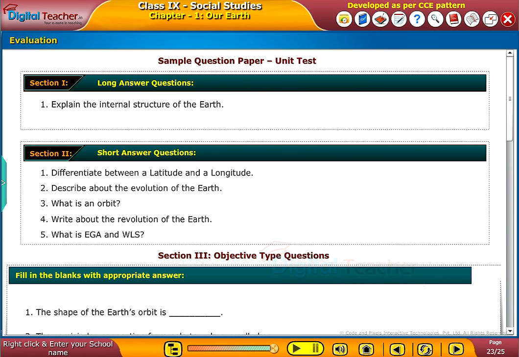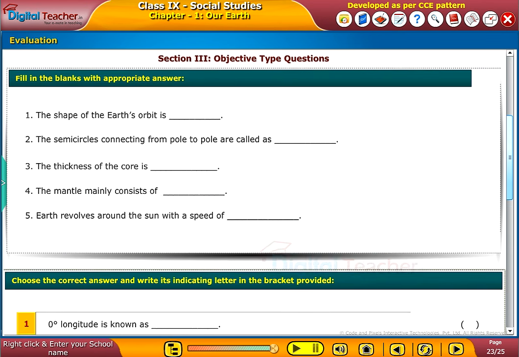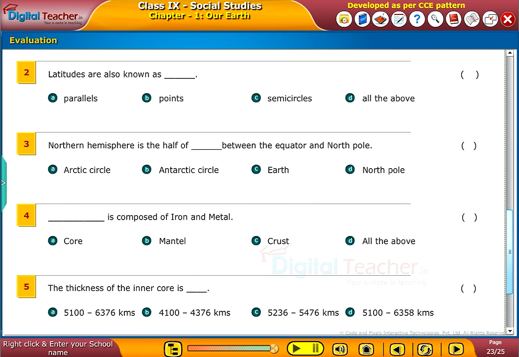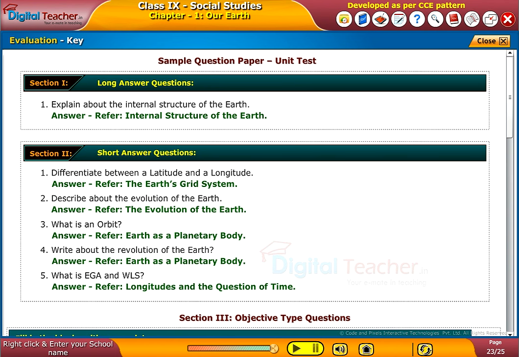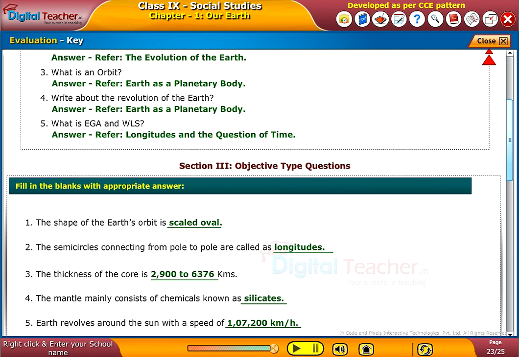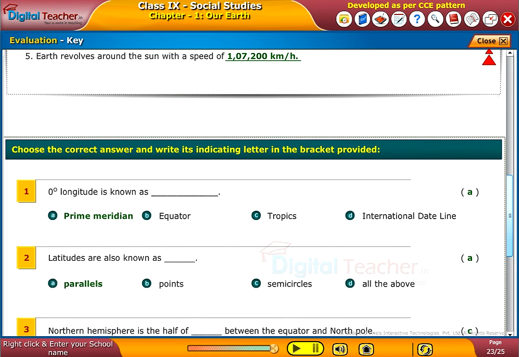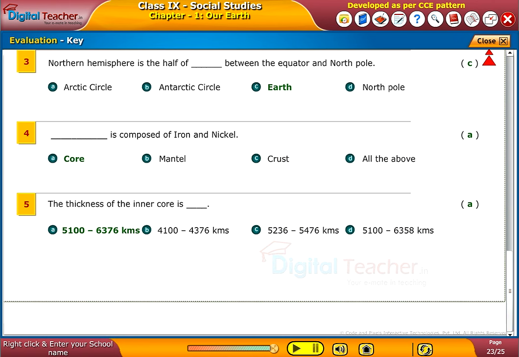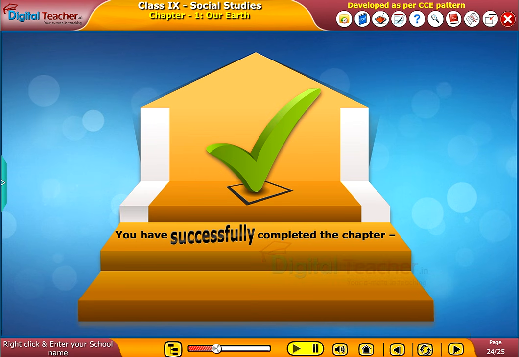Test your understanding of the chapter by taking the mock unit test. You have successfully completed the chapter Our Earth.